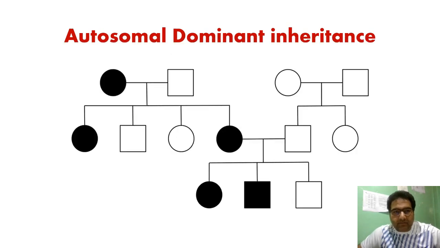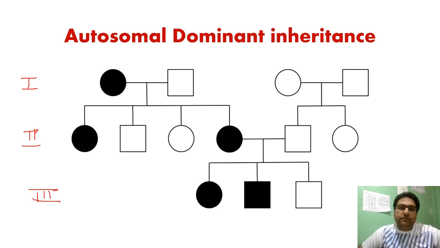Now, what is the pattern of autosomal dominant inheritance? In this case, traits should not skip generations. In the first case, this is generation 1, this is generation 2, and this is generation 3. Here we are seeing that the parents are diseased, the offspring are diseased, and again the grandsons or granddaughters are diseased. So it does not skip generations.